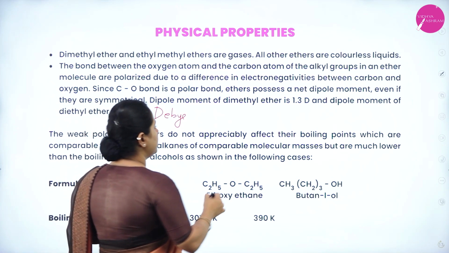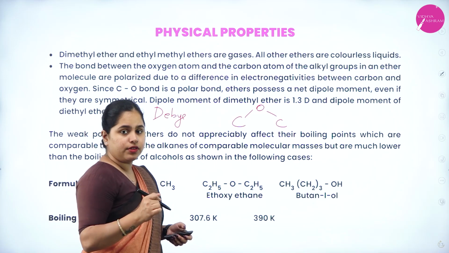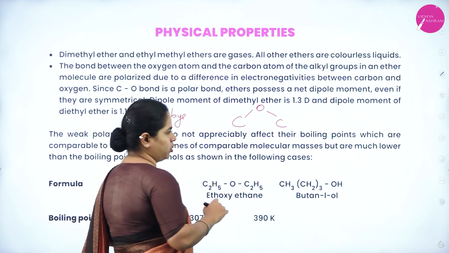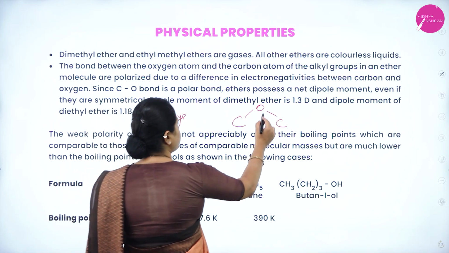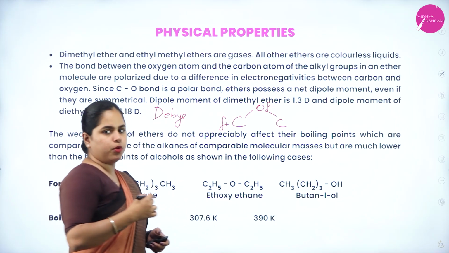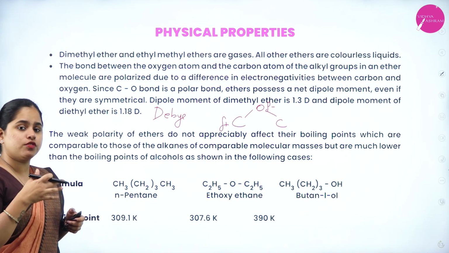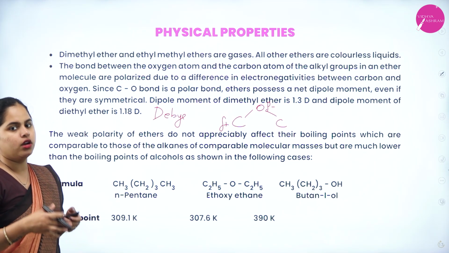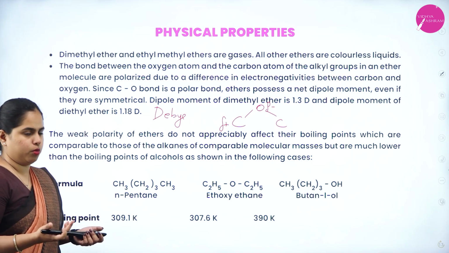Okay, so what does that mean? This is the structure of ether, in which you can see a carbon-oxygen bond. There is an electronegativity difference between carbon and oxygen. Of course, oxygen is more electronegative, so it will have a partial negative charge and carbon will have a partial positive charge. Because of that, there will be polarity in the bond. So this is going to be a polar bond, and because of that, there will exist a dipole moment also, right?